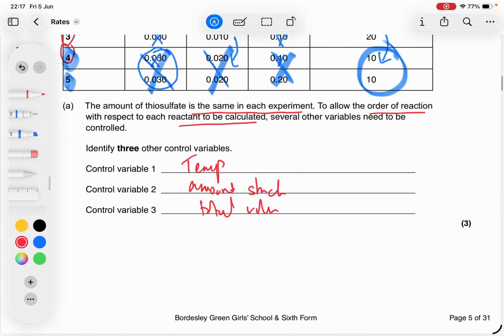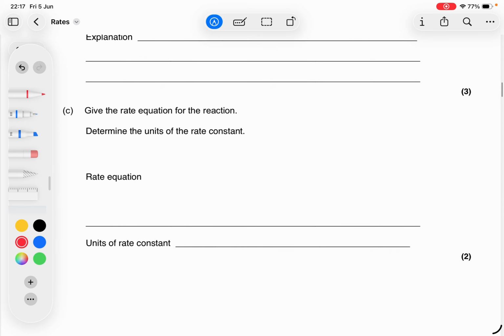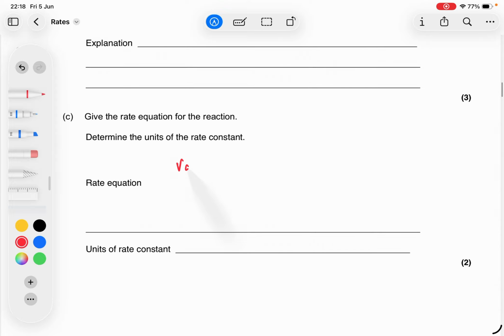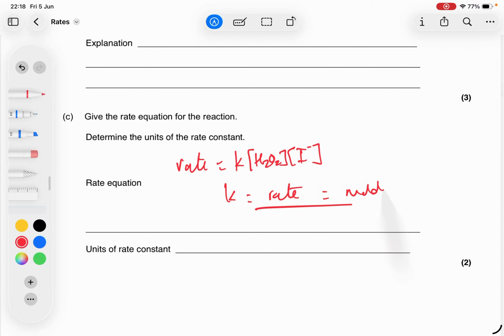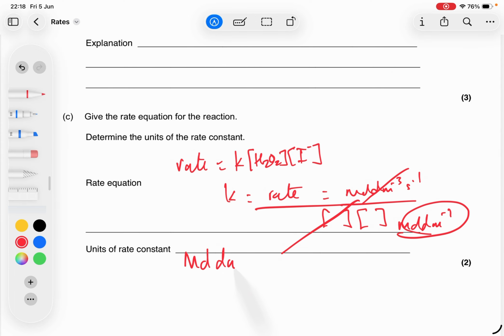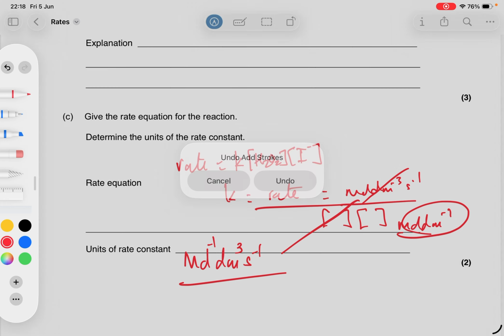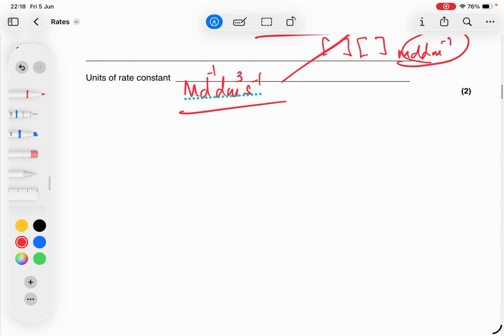Okay, and then you can do your explanation, determine the units of k. So if your rate is that, then your units for k is rate over concentrations. Now rate is mole per dm cubed per second. Your concentrations will cancel with hydrogen peroxide and you will be left with that on the bottom. So your units are mole to the minus 1 dm cubed per second. So those are your units there.